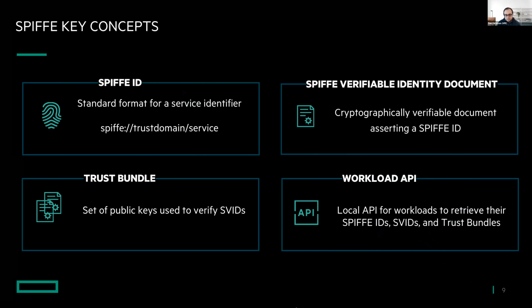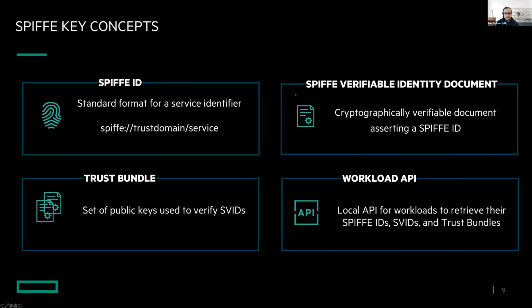So the key concepts behind SPIFFE and SPIRE that you need to understand in order to understand how they work. First of all, we've defined this thing called a SPIFFE ID. This is a standard format for identifying services in your network. It looks just like a URL. This is really easy. It's just a string starting with SPIFFE://. And then it has a trust domain component, which is unique to your organization, and then a name for your service. That's all it is.